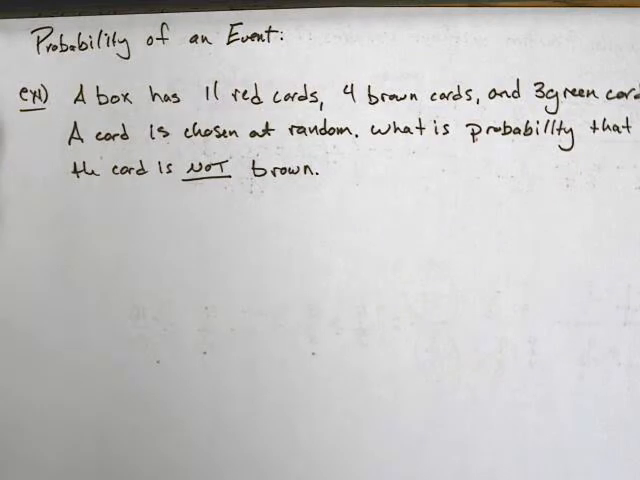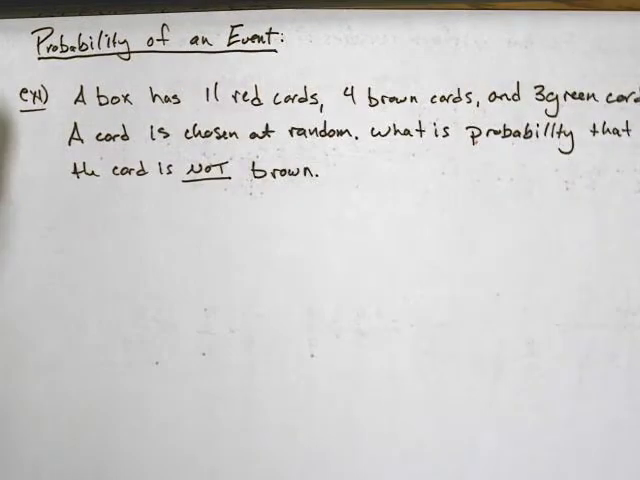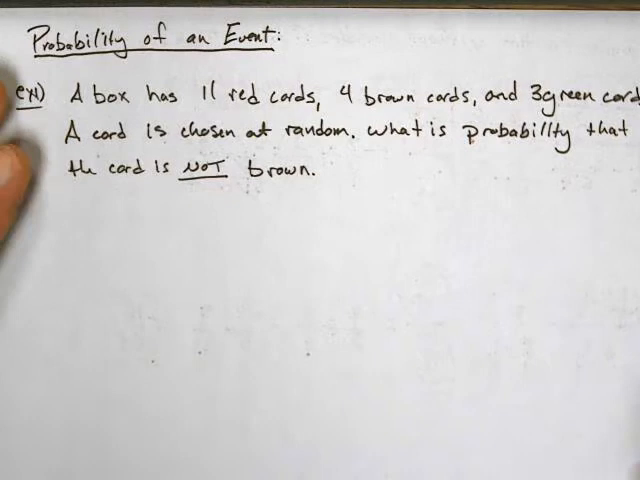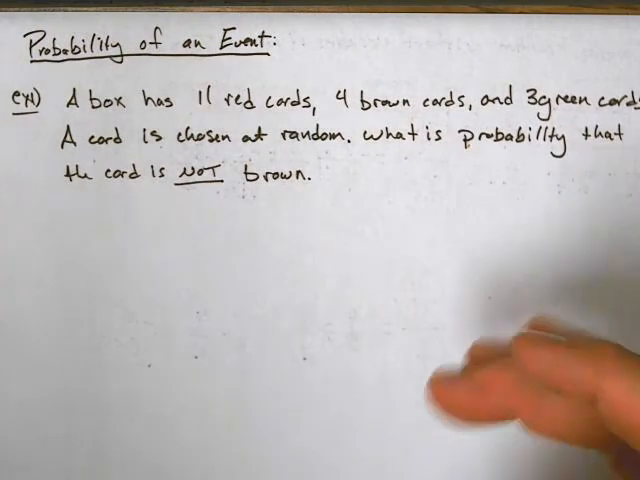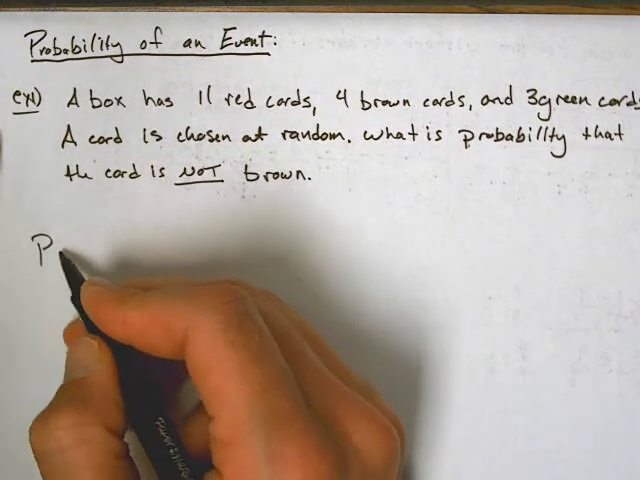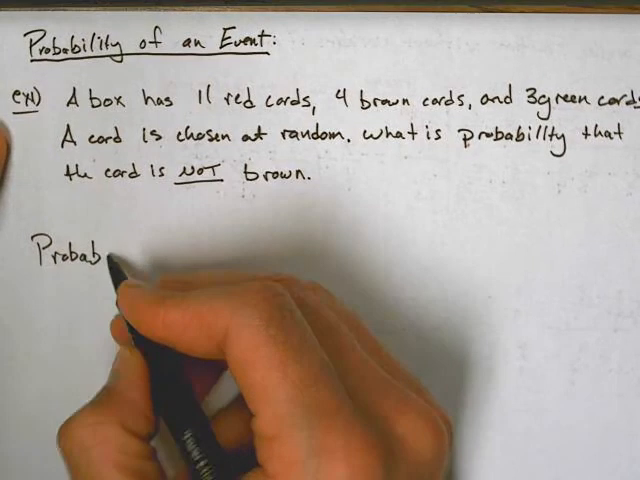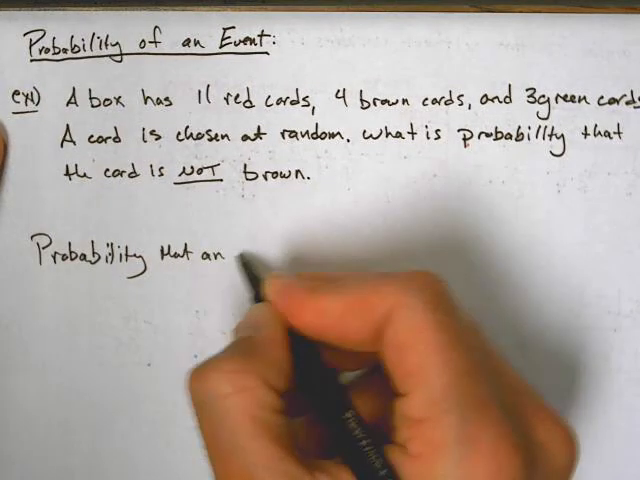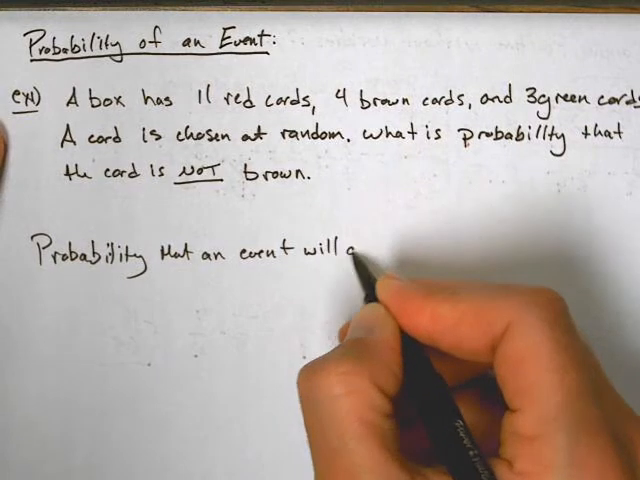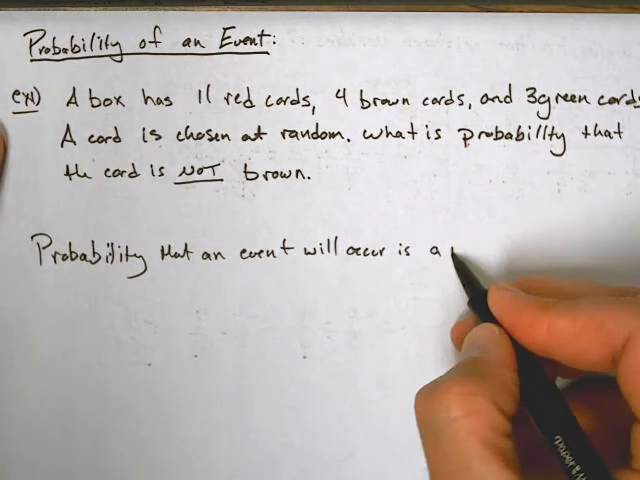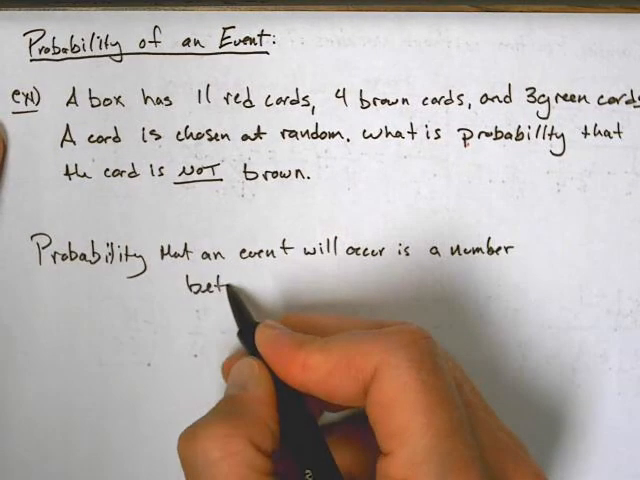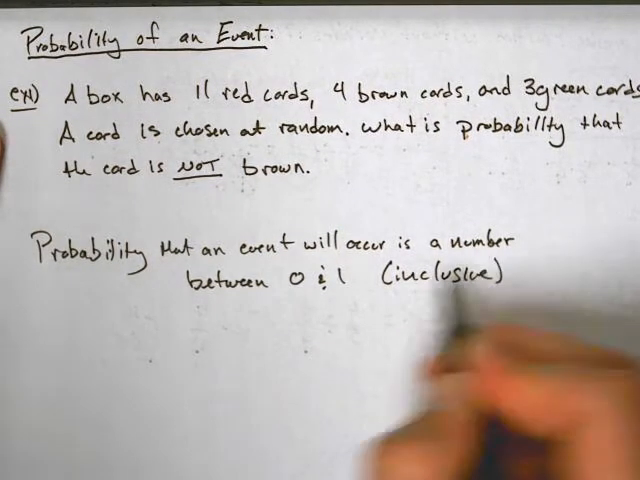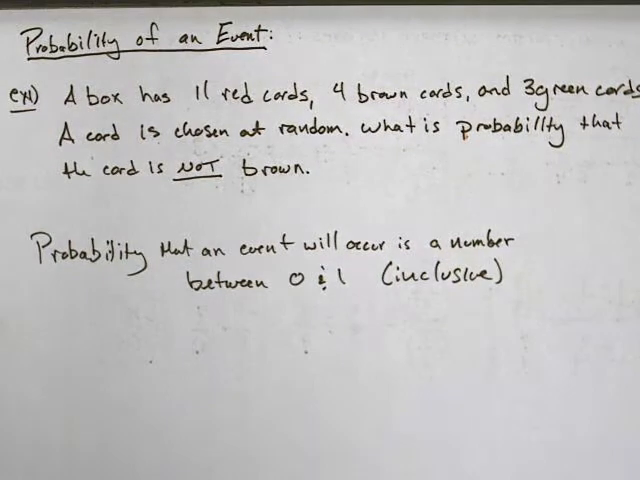Okay, so this is the deal, guys. The probability of an event. So you may or may not know, probability is just a number between 0 and 1 that gives you the likeliness that an event will occur. So just a side note, the probability that an event will occur is a number between 0 and 1 inclusive, meaning it could be 0 or 1. That gives you the likeliness of that event to occur.